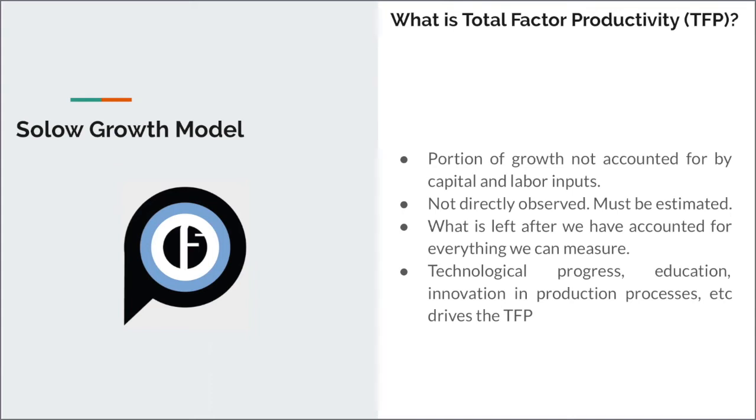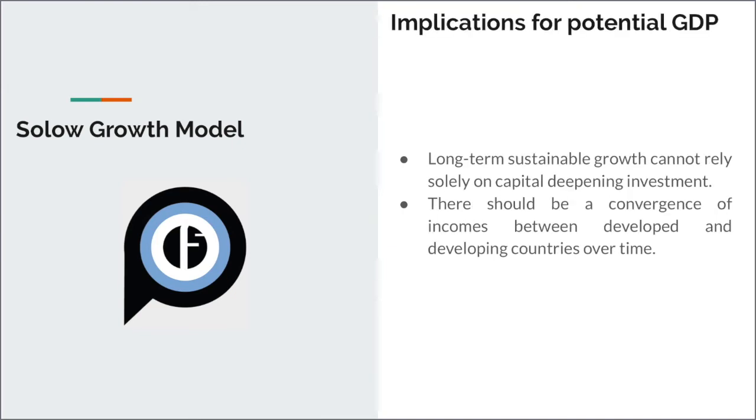So how do we estimate total factor productivity? We can estimate it by subtracting the growth driven by labor and the growth driven by capital from the overall growth. So if an economy grows, for example, at a 7% rate, and 4% of that growth is driven by labor, and 2% of that growth is driven by capital, then total factor productivity must be 1% under the Solow Growth Model.